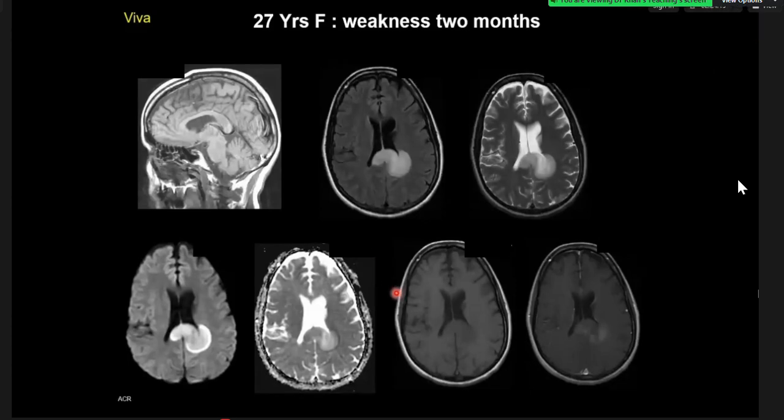Lymphoma, but wouldn't think that it would enhance like that. No, lymphomas can enhance, and they should be in the differential. Okay, cool. The younger patient, maybe before the GBM.